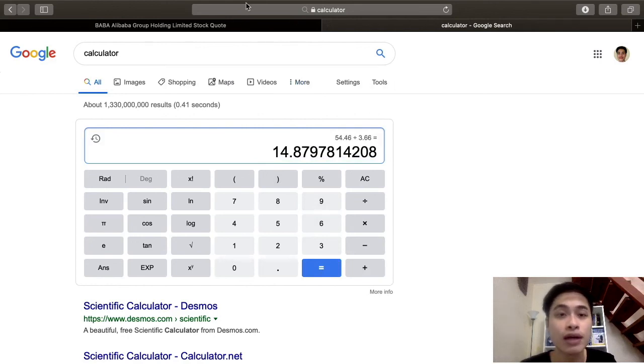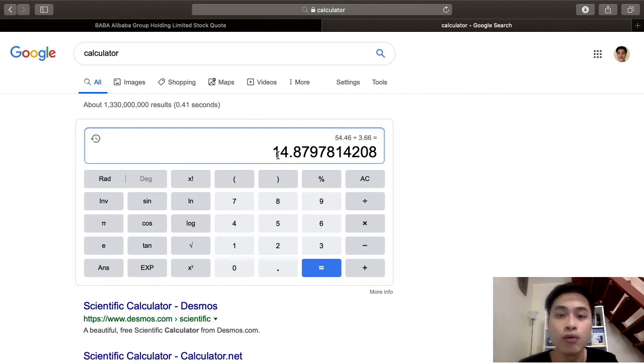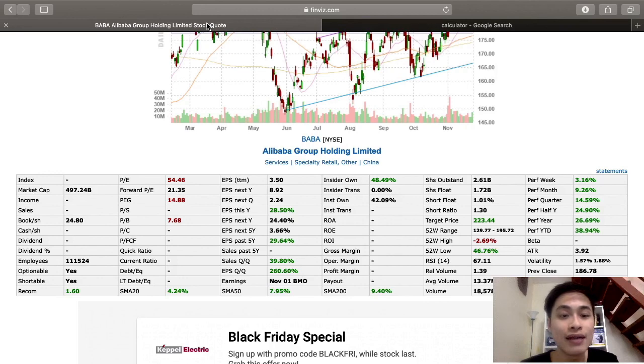So let's double check whether we got the correct value. As you can see, PEG is 14.88. We got 14.9, so we also get the same figure, 14.88, because we round it up to 1 decimal place, and they round it up to 2 decimal places. So as you can see, that's how we calculate the PEG ratio.